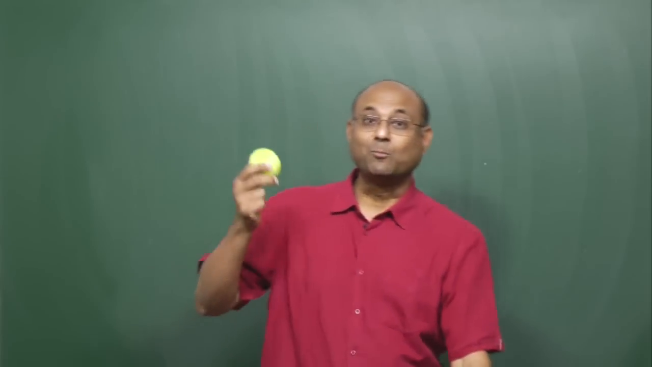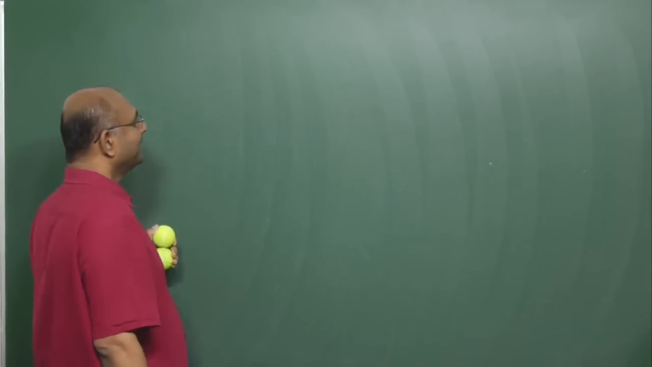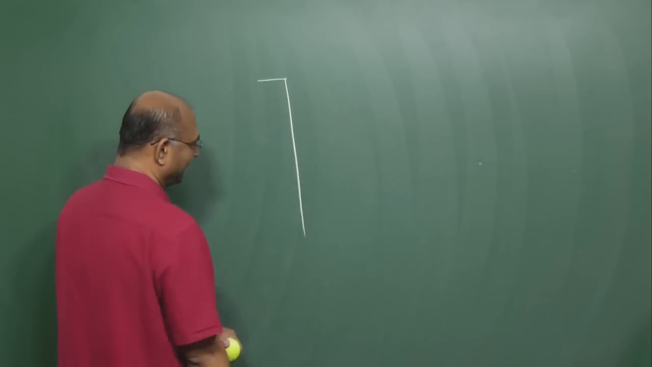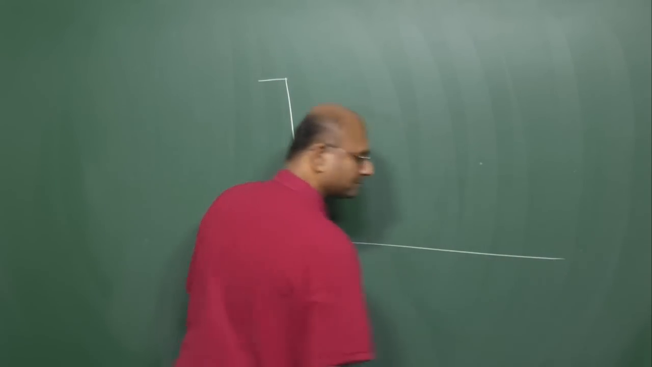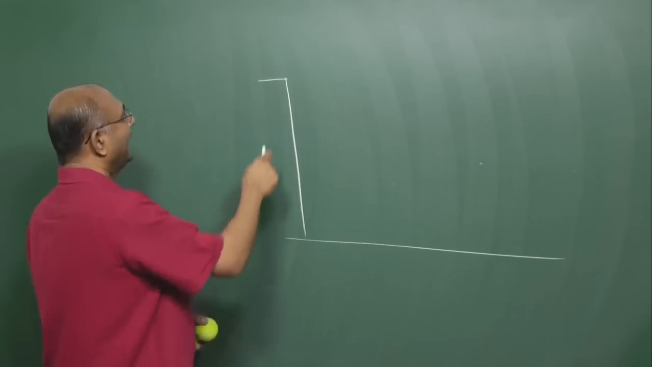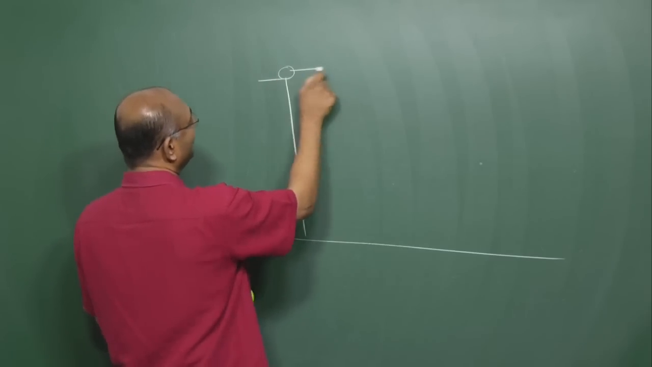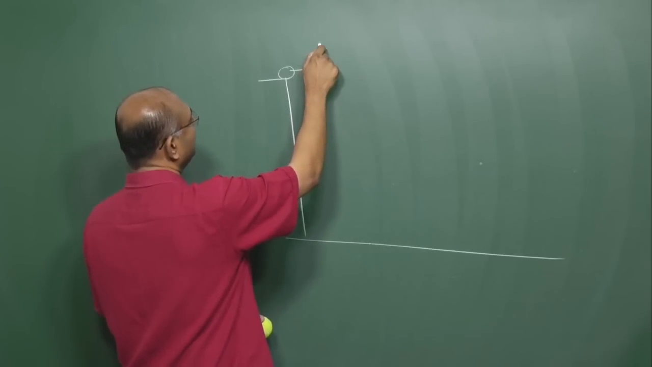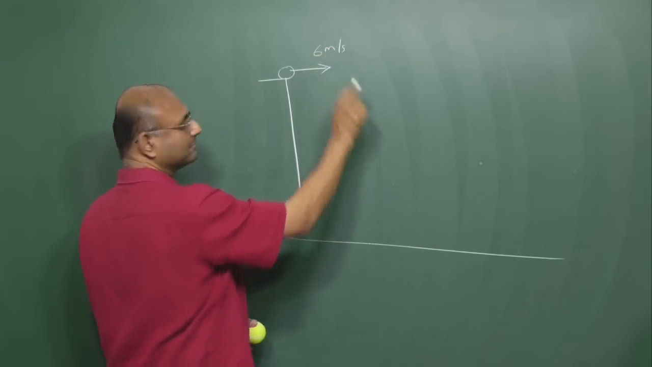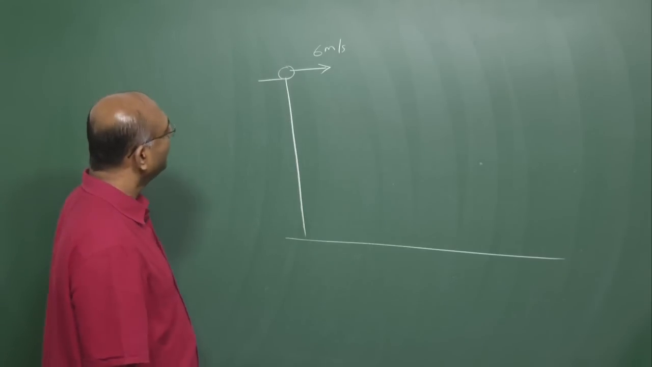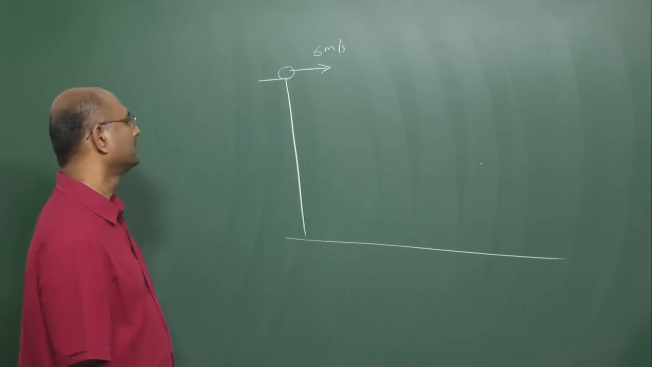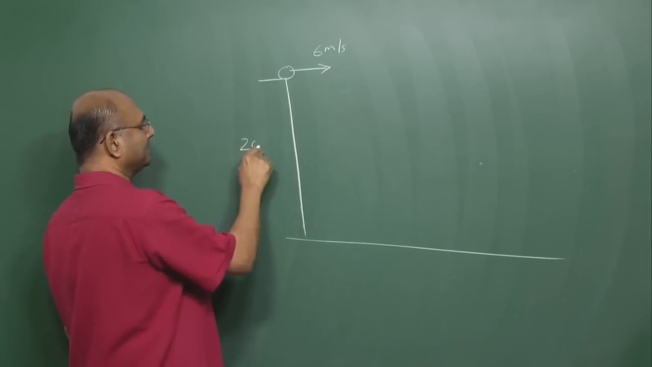Somebody asked about these two balls colliding. So let's make these two balls collide. I have here a building, and from this building I'm throwing a ball straight, let us say at 6 meters per second. How tall should this building be? Let us make this 20 meters.